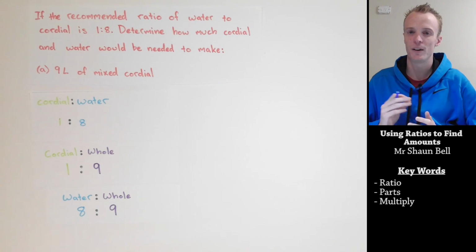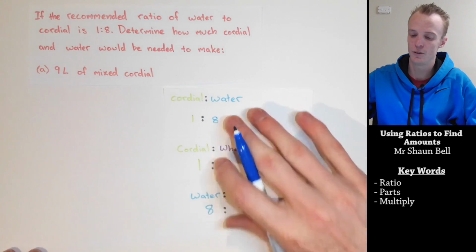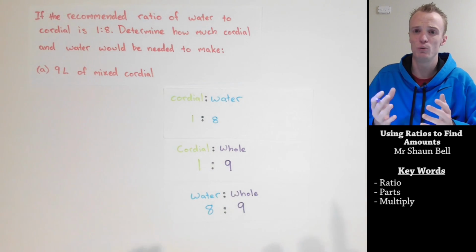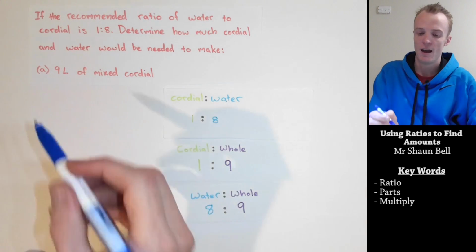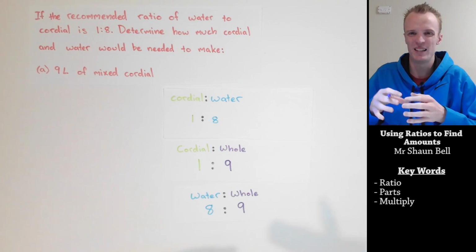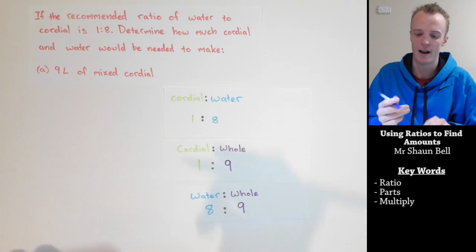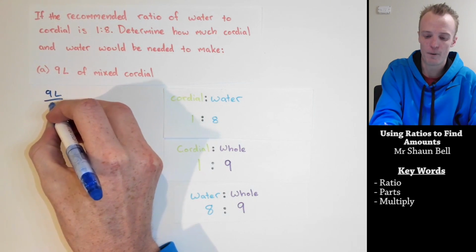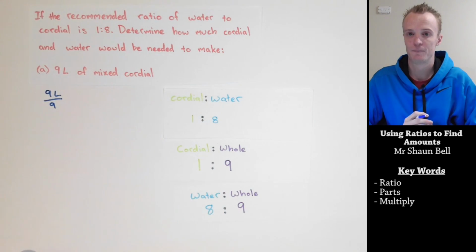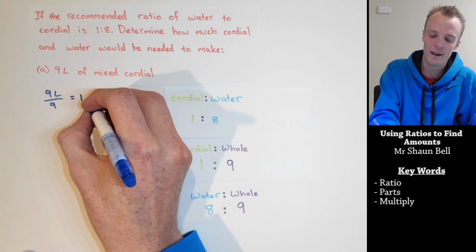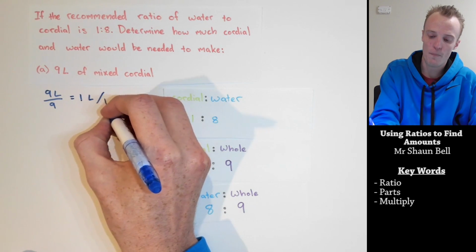Now the first way that we can approach this problem is to look at these values and go, well, I know that there are 9 total parts in the mixture and I've got 9 litres of mixture. So to work out how much is in each individual part, I take the 9 litres and I divide it by the 9 parts. Now 9 divided by 9 is equal to 1 litre per part.